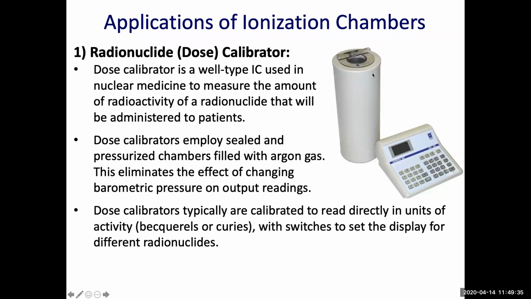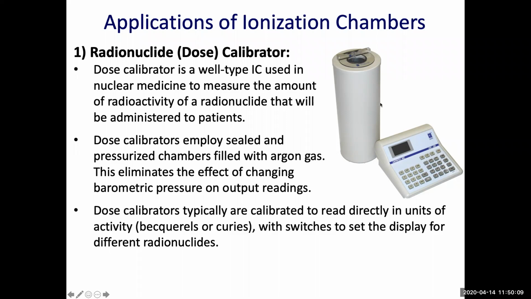If you need to ship radioactivity, everything you use in nuclear medicine should be measured before use in the dose calibrator. The dose calibrator employs a sealed and pressurized chamber filled with argon gas. This is the well, the hole. We put the sample inside this well, and around it there is pressurized argon. The purpose of the argon inside this chamber is to eliminate the effect of changing barometric pressure on the output reading, by keeping the pressure inside the well constant.